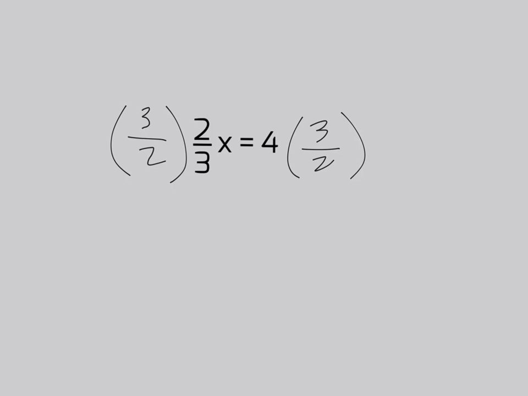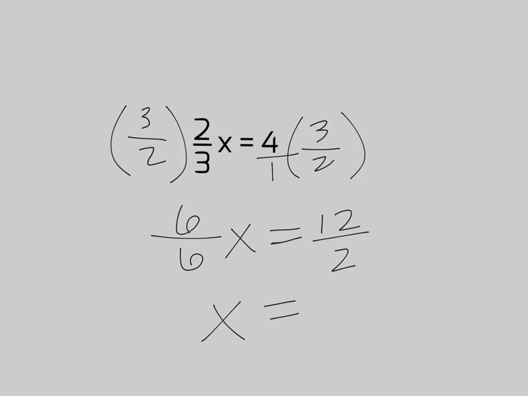3 times 2 is 6 over 6x equals 4 over 1 times 3 over 2 gives you 12 over 2. You always want to reduce. So 6 over 6 is 1x, or just x, equals 12 divided by 2 gives you 6.